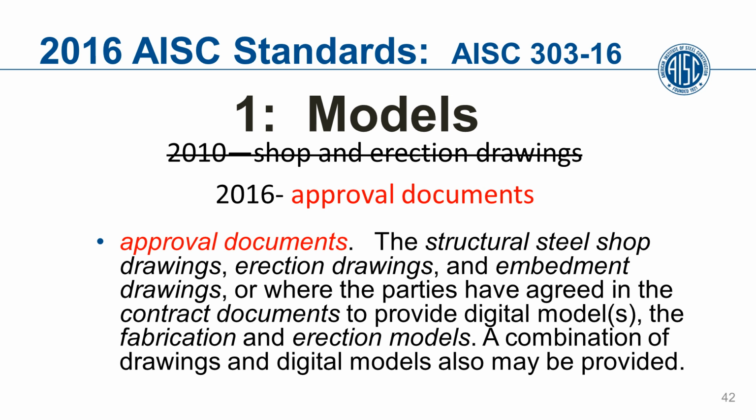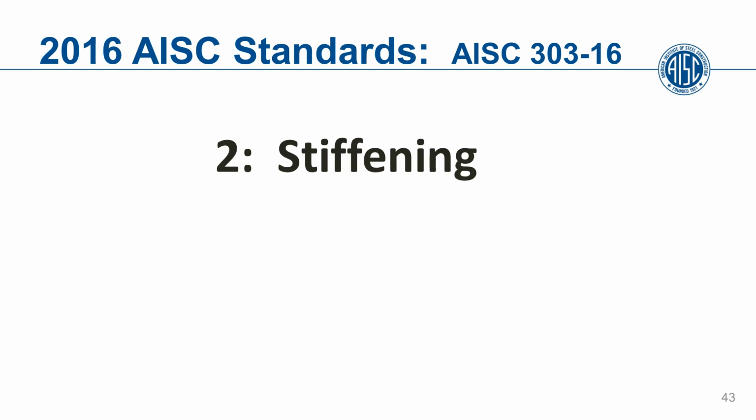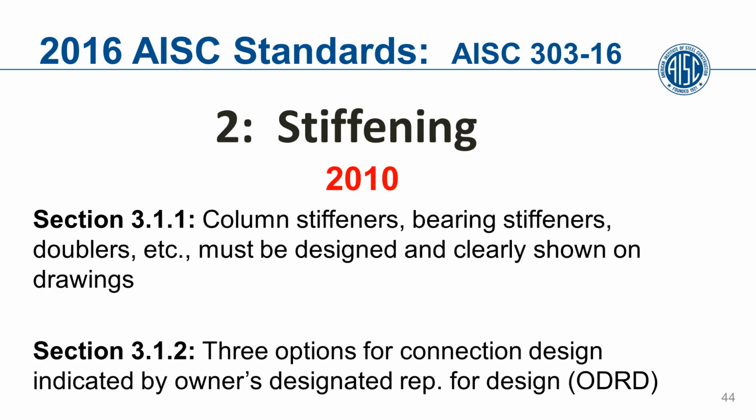The next major subject that is changed in the Code of Standard Practice is stiffening. In 2010, Section 3.1.1 states column stiffeners, bearing stiffeners, and doublers, etc. must be designed and clearly shown on the drawings. Section 3.1.2 states 3 options for connection design indicated by the owner's designated representative for design. That means there are 3 options that can be done instead of 3.1.1.